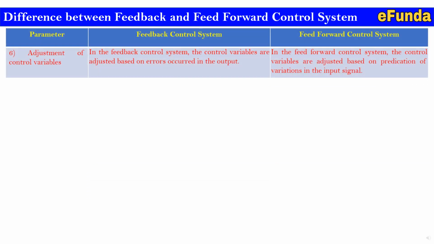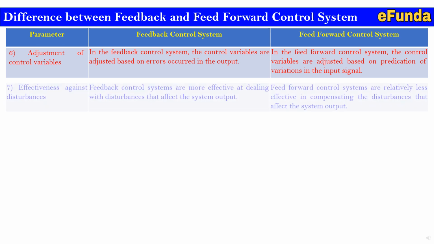Sixth, adjustment of a control variable. In the feedback control system, the control variables are adjusted based on the error occurred in the output. In the feed forward control system, the control variables are adjusted based on the prediction of the variation in the input signal. Seventh, effectiveness against disturbances.